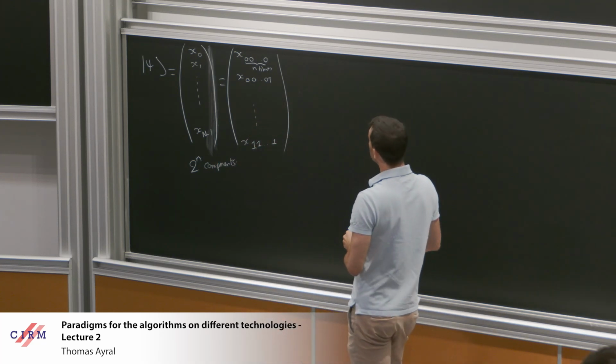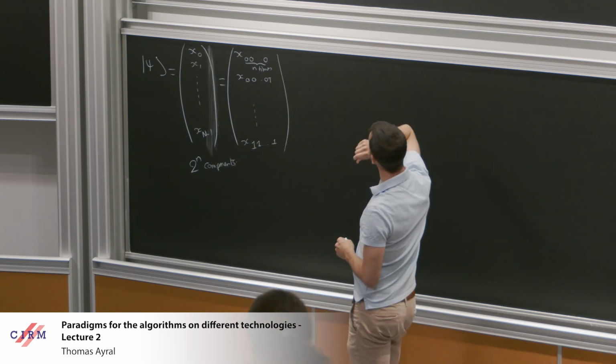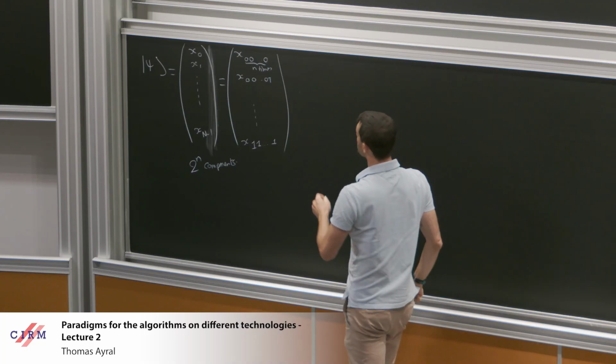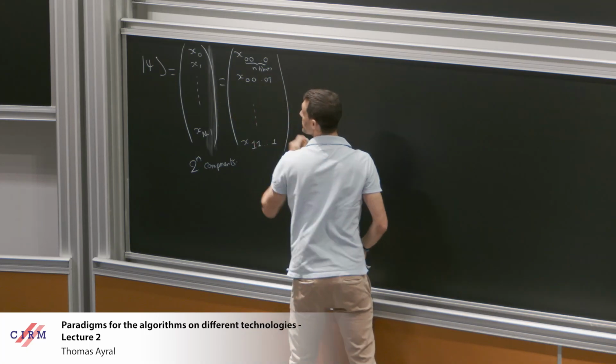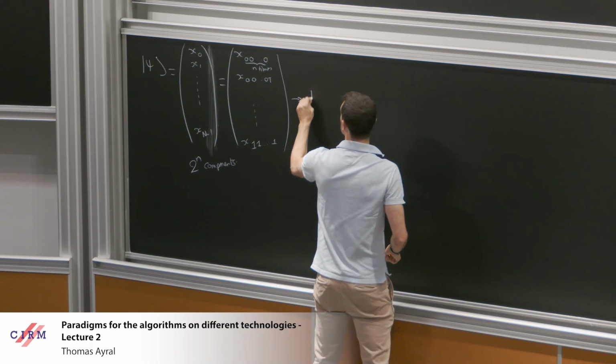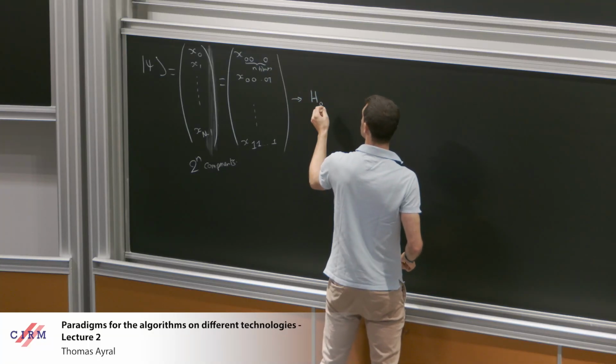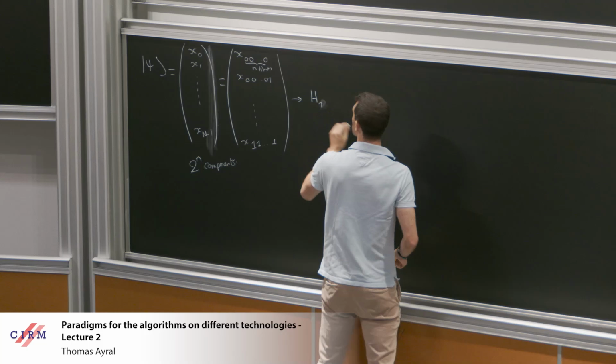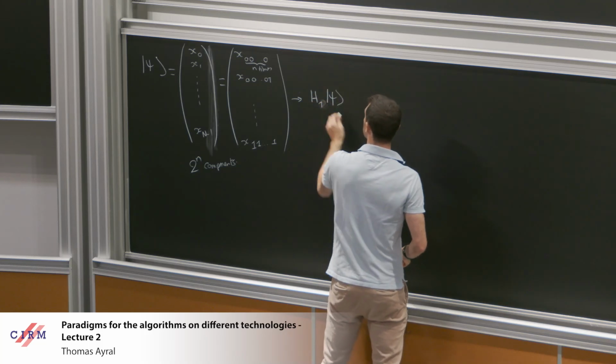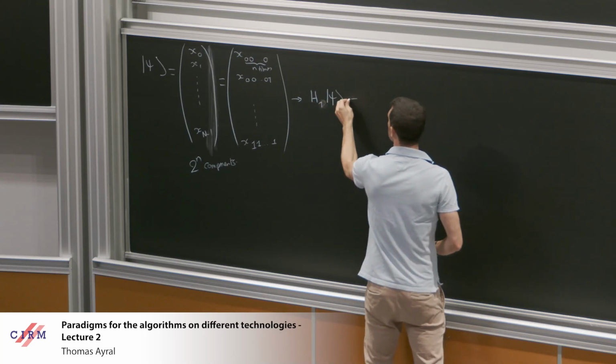And now let's see what happens if I apply a Hadamard gate on the first qubit corresponding to this wave function. So if I do H on the first, so the qubit number 0, let's say number 1, on psi, then you remember what Hadamard means?